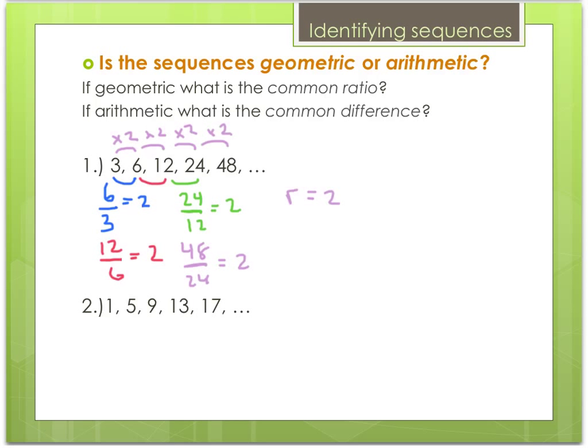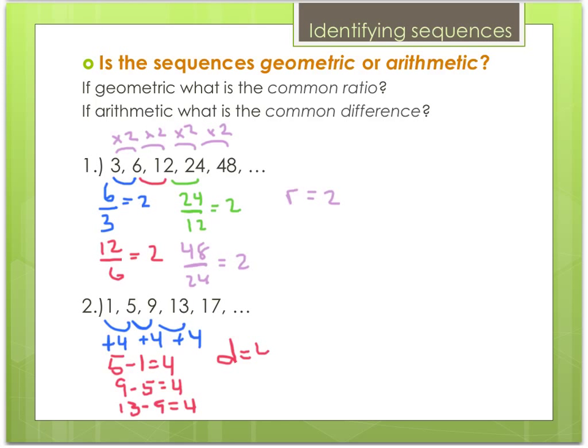For the second example, 1 to 5, 5 to 9, well, 1 to 5 I would add 4, 5 to 9 I would add 4, 9 to 13 I would add 4. So it looks like each time I'm adding 4. Now we can also look at it as subtracting the consecutive terms. So 5 minus 1 gives me 4. 9 minus 5 again gives me 4. 13 minus 9 gives me 4. So our common difference here is 4.